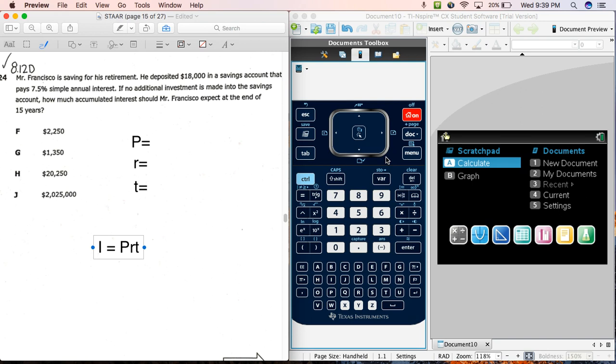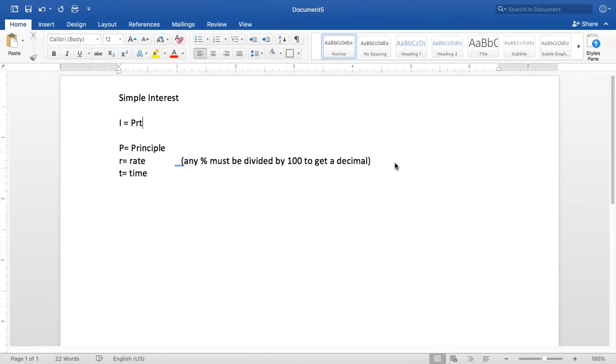Okay, so what we're going to be working with today is a problem regarding simple interest. In case you forgot what simple interest is, it is simply the interest of a value after a certain amount of time. The formula is I equals PRT, where P is the principal, R is the rate, and T is the time.